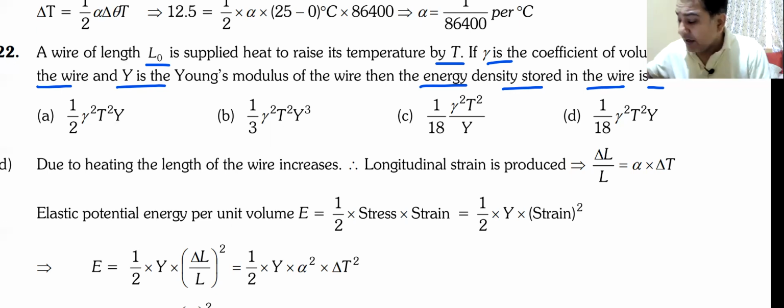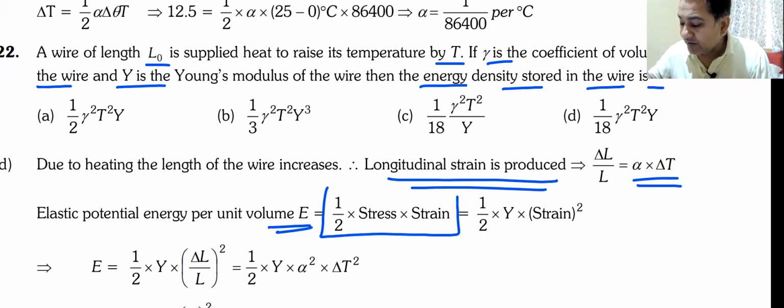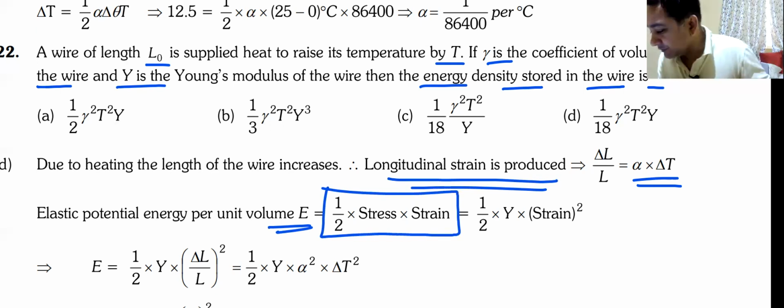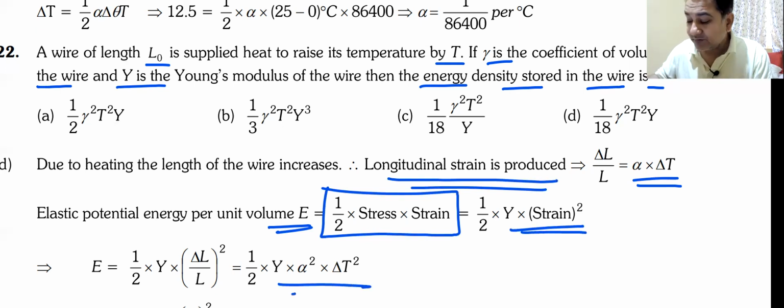It is very simple. We have also seen thermal strain. Do you remember thermal strain? Alpha, delta, theta. Yes, sir. That's it. Energy is half into stress into strain. You find out stress, you find out strain, and you're done. Or you can write it as half Y into strain square. You know this, right? Yes, sir. That's your answer.